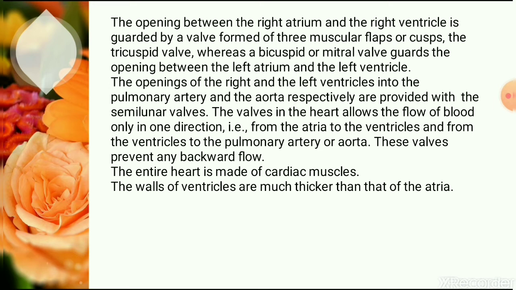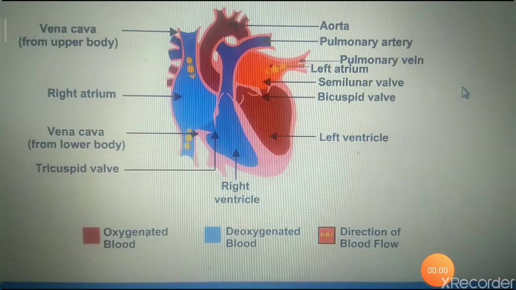The entire heart is made up of cardiac muscles, which show the capacity of rhythmic contraction and relaxation throughout life. One more important thing is that the walls of the ventricles are much thicker than the walls of the atria, because atria receive blood from the lungs or different parts of the body, while ventricles have to pump the blood to all parts of the body. Therefore, their walls are much thicker than the walls of the atria.